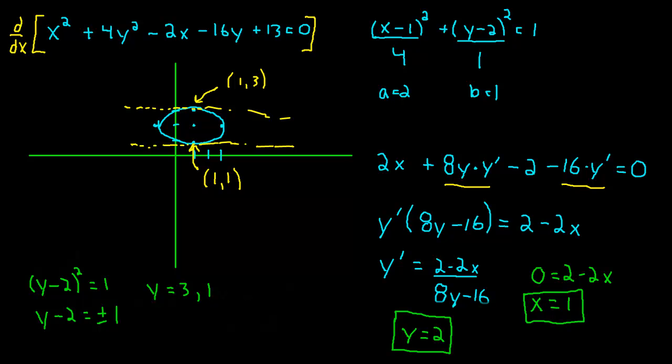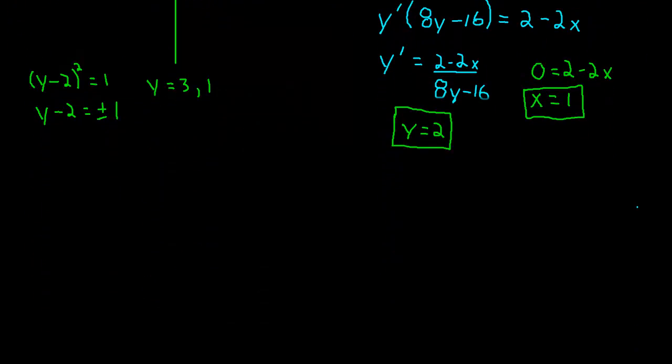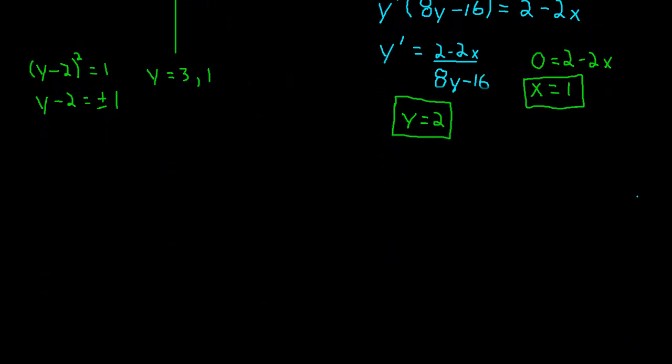Okay, let me get some more room here. I wanted to try to make this all on just one page, but that's not going to happen. So it turns out two of my critical points are when x is 1, y is 1. There's one critical point. And the other critical point is going to occur when x is 1 and y is 3.